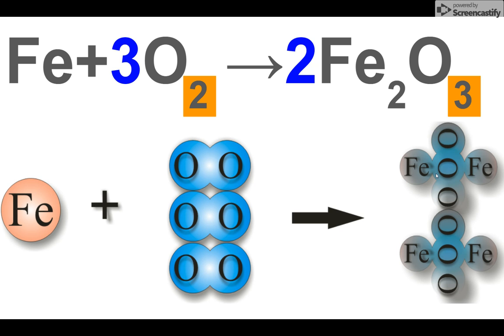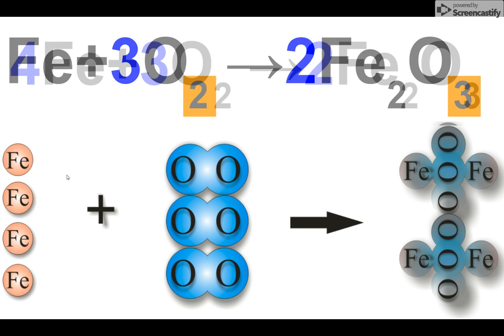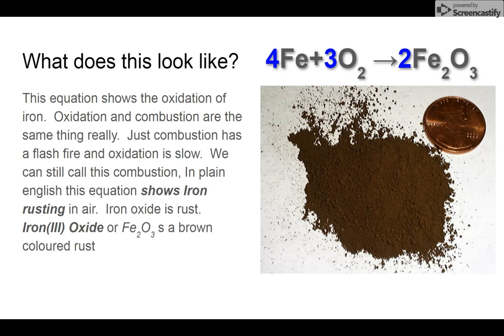The trouble is, iron is even worse than before. 2 pair of irons and a single iron. So we need 4 irons. So the fix is quite simple. Now we've balanced it. And that's what it looks like.